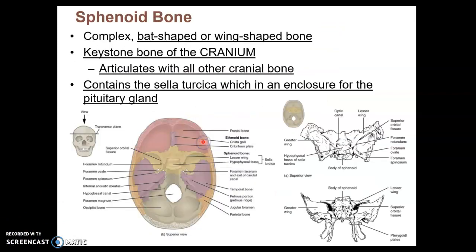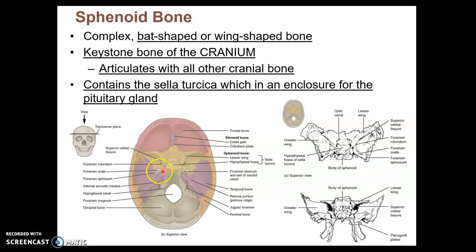The next bone is the sphenoid bone, and the sphenoid bone you can see here is this bat-shaped bone when we're looking in the cranial cavity. An important part of the sphenoid bone is something called the sella turcica, which is right here. It resembles a saddle, which is what sella means. Turcica means Turkish. Someone thought it looked like a Turkish saddle, but that saddle houses the pituitary gland, which is your master gland in your body, which you'll learn when you get to the endocrine system eventually.